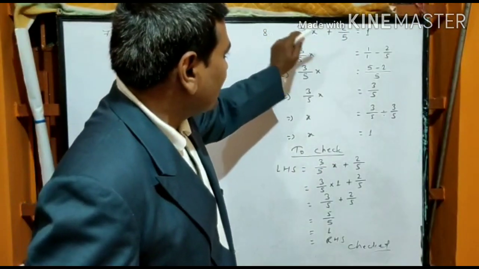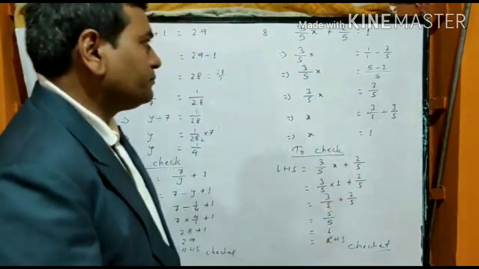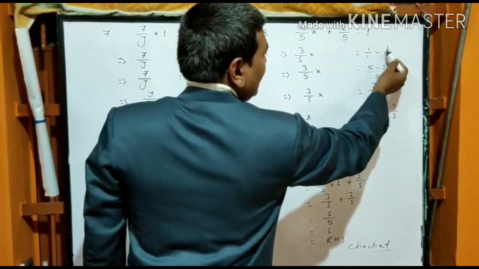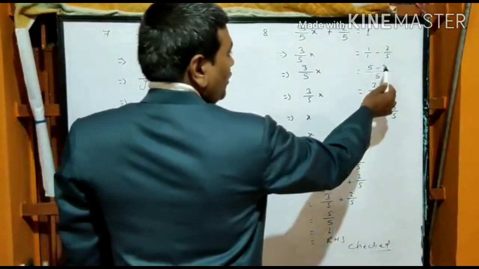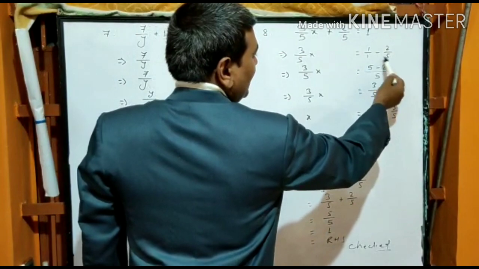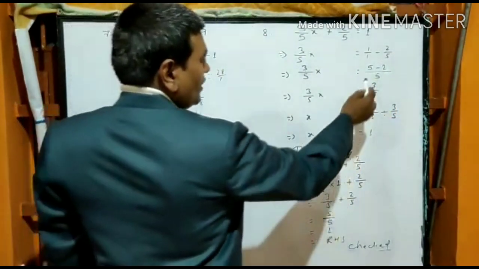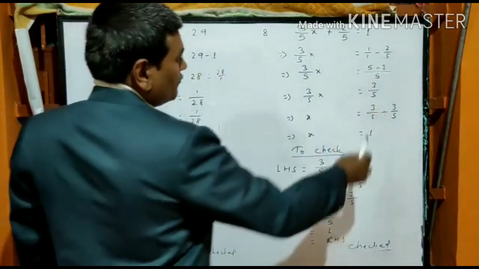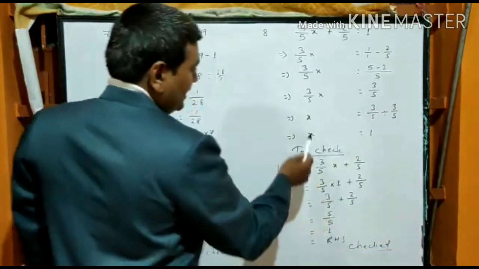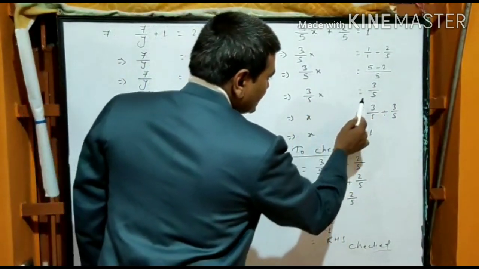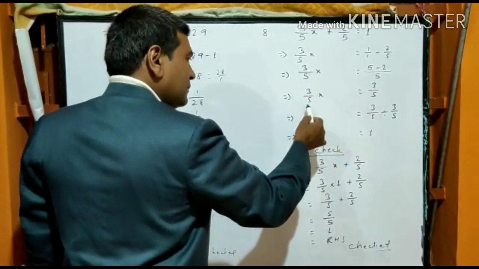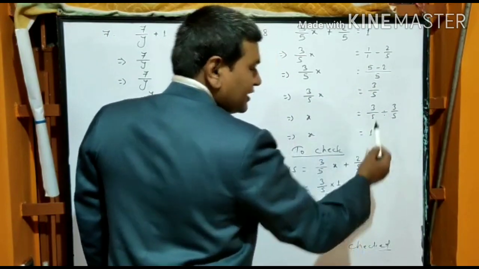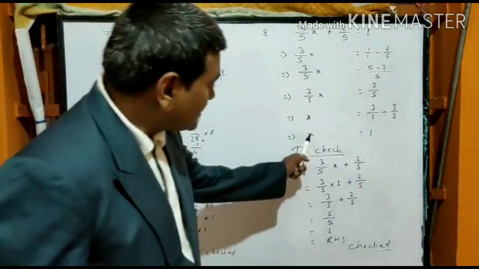3 by 5 x plus 2 by 5 equals 1. Plus 2 by 5 is taken to the right side, becomes minus 2 by 5. Now we are taking LCM here. 1 and 5 is 5. Since 1 is multiplied by 5, so this one is also multiplied by 5. Now 5 minus 2 is 3, 3 by 5. Here 3 by 5 x equals 3 by 5. 3 by 5 is a multiplier, so it will be divisor to the right side. Same number divided by same number is 1. We got here x equal 1.